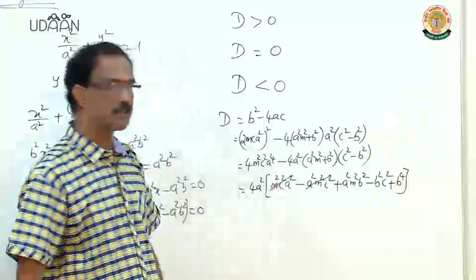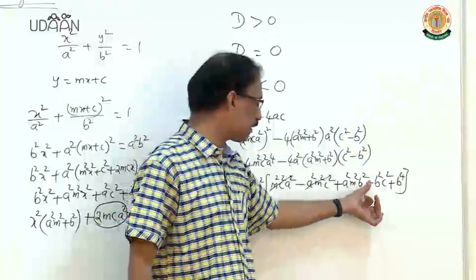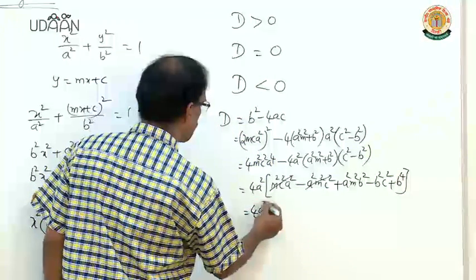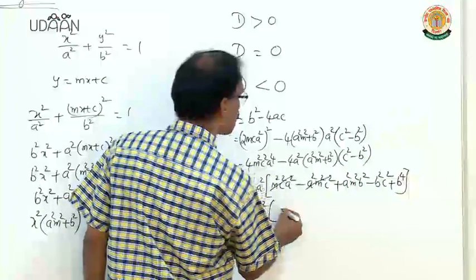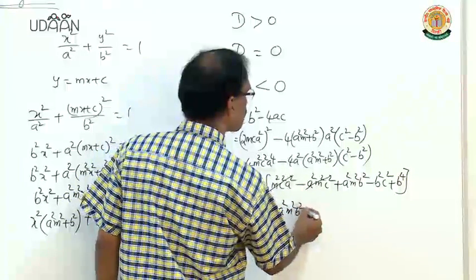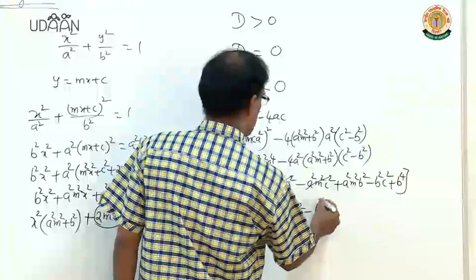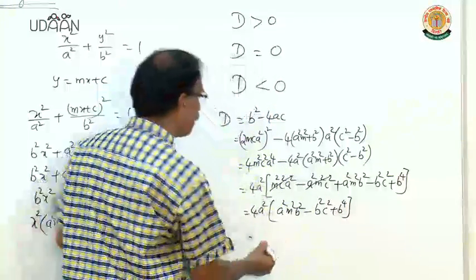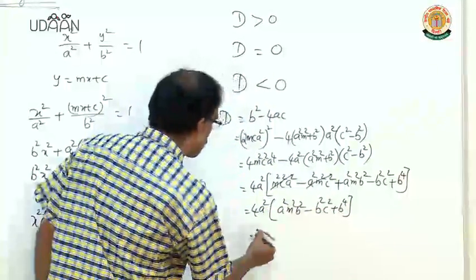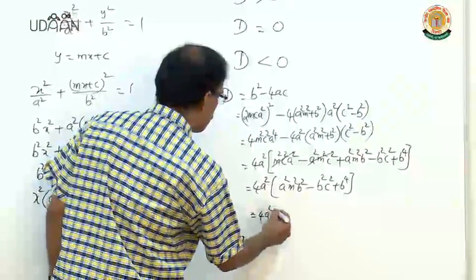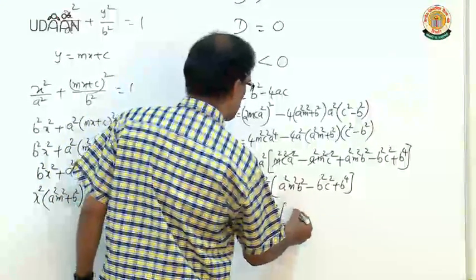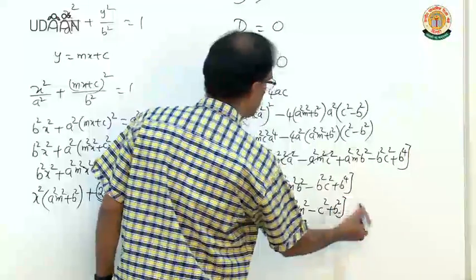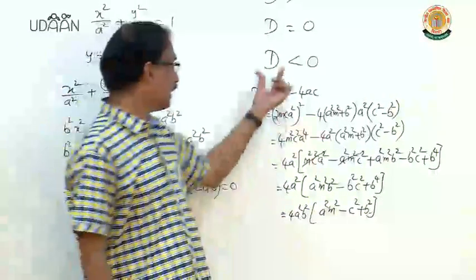So this can be cancelled. Plus a square m square b square minus b square c square plus b power 4 we get. Yeah, 4a square into, from this, a square m square b square minus b square c square plus b power 4 we get. Still we can take b square out. So this gives 4a square b square into (a square m square minus c square plus b square). This we get as D.